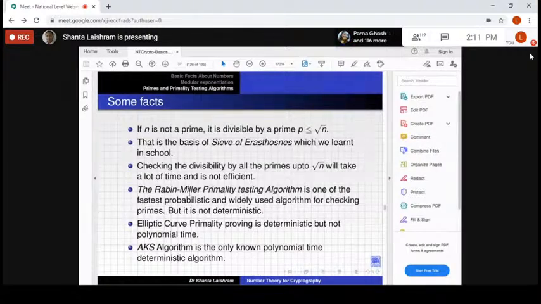Right now, the fastest known algorithm is the so-called Rabin-Miller primality testing algorithm. But it's a probabilistic algorithm, and it's not deterministic. The elliptic curve primality proving, which I mentioned before, is deterministic, but it's not polynomial time. And there's the Agrawal-Kayal-Saxena algorithm, invented by three Indian mathematicians, Agrawal, Kayal, and Saxena. This is the only deterministic polynomial time algorithm, but it's good in theory, not good for practical purposes.